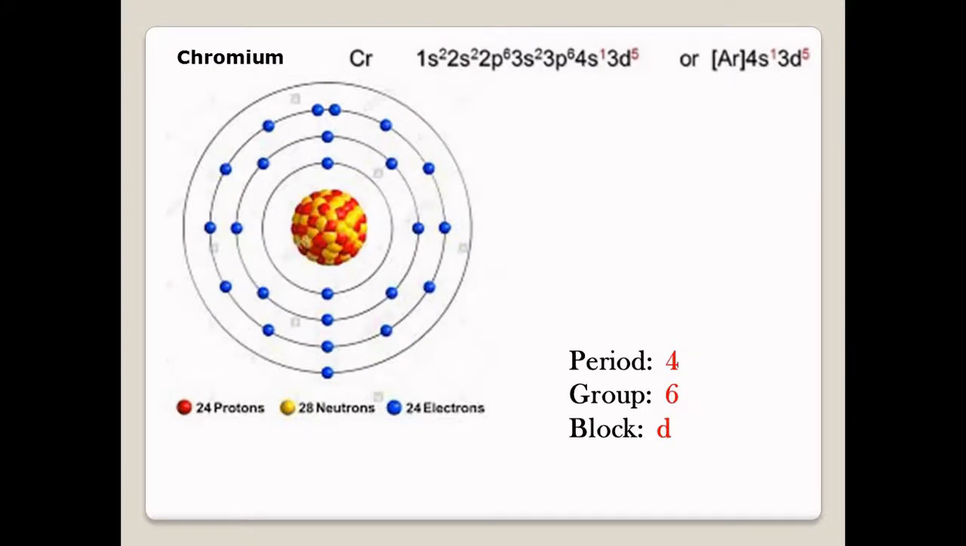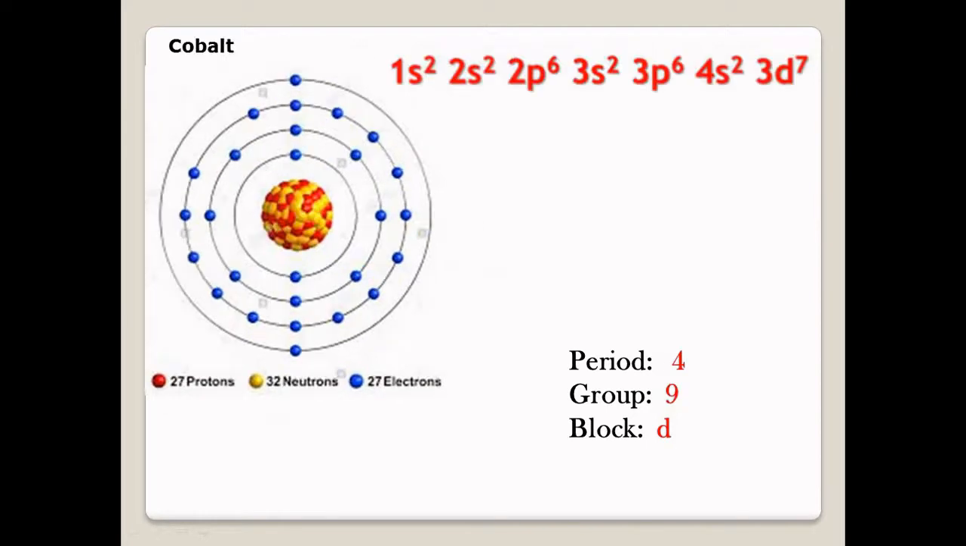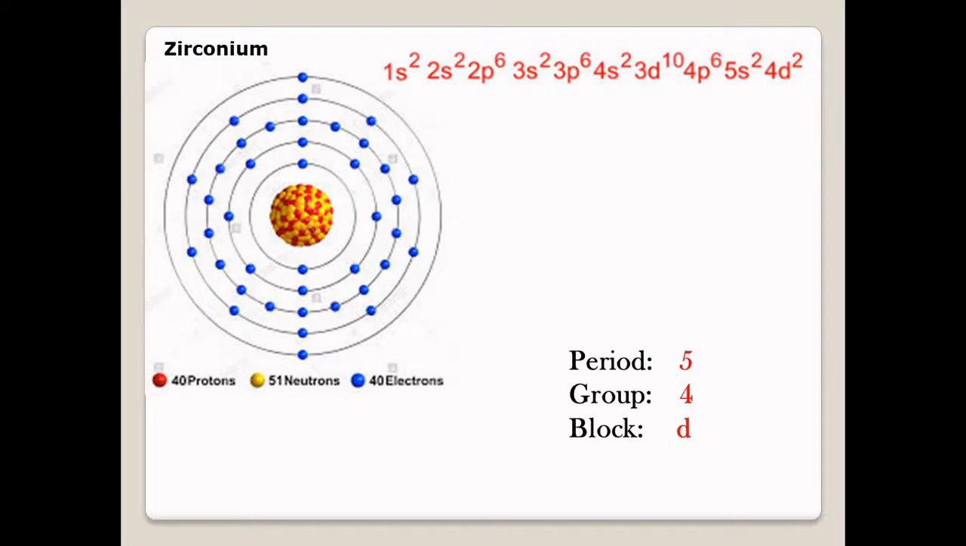Okay, this is chromium. The electronic configuration indicates it is a period 4 element, because there are 4 shells. This group 6 means there is an addition of 5 plus 1, so it is a group 6 element, and the last valence shell is d, so the block is d. Okay, this is cobalt, which is also a d block element, a period 4 element and a group 9 element.